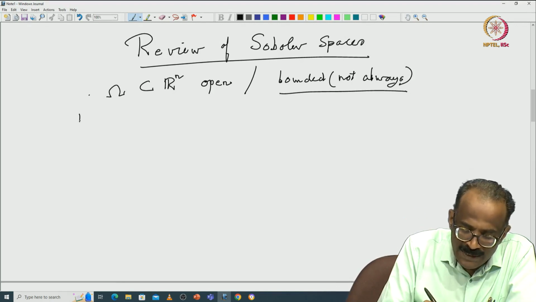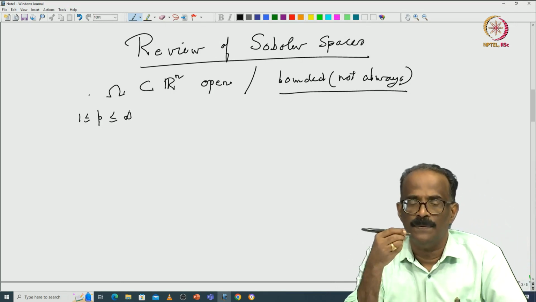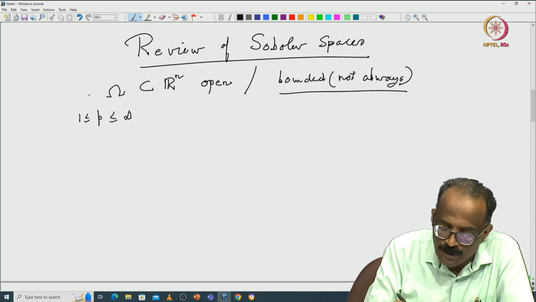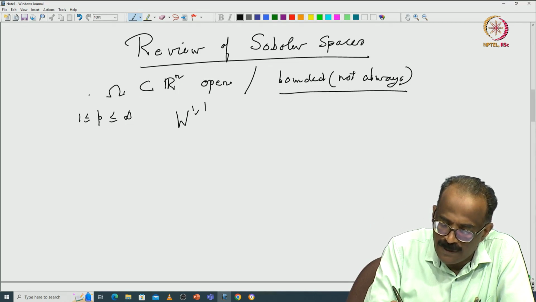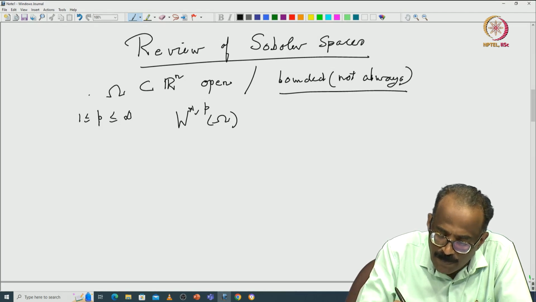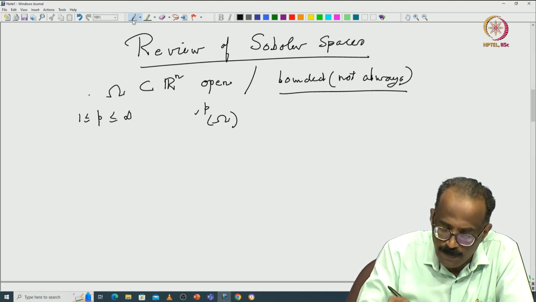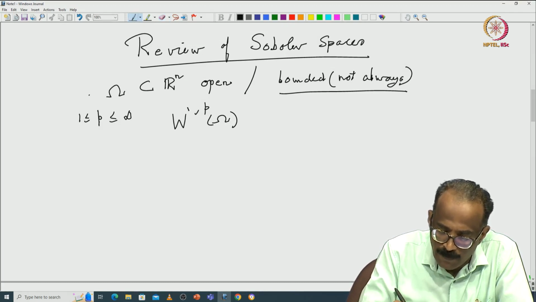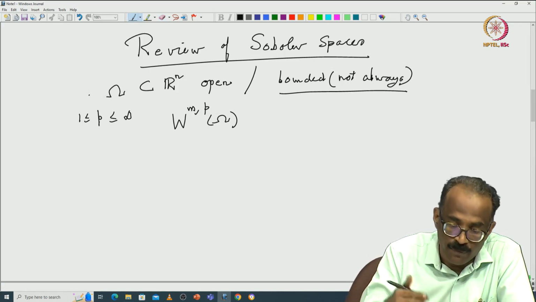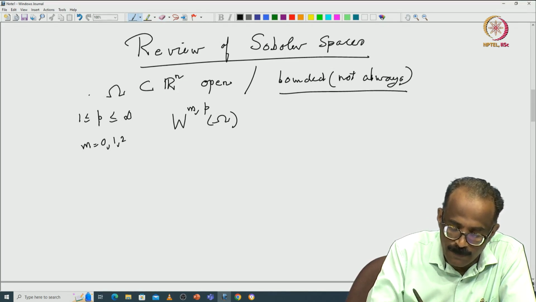For 1 less than or equal to p, I will restrict only to the case p equal to 2. Most of the time we will be using only p equal to 2, but let me recall the Sobolev space W^{m,p}(Omega). Here p represents the growth and m represents the number of derivatives, with m equal to 0, 1, 2, 3, and so on.